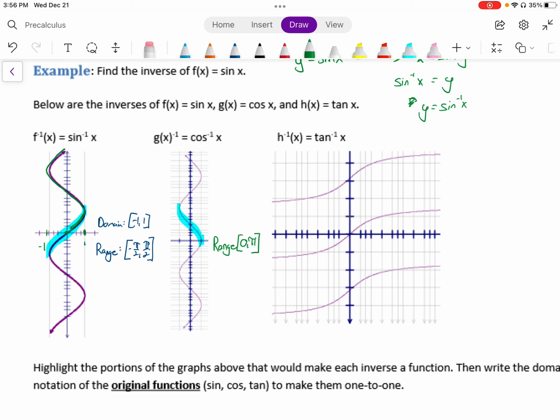And then tangent's pretty nice because it's just this part of the graph right here. And our range for that one is similar to inverse sine, except we have to use parentheses because we have asymptotes there. So it's from -pi/2 to pi/2.